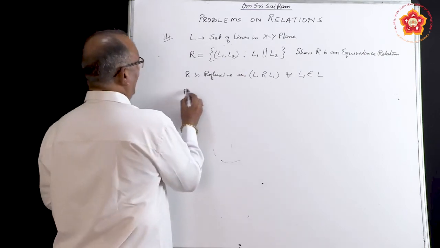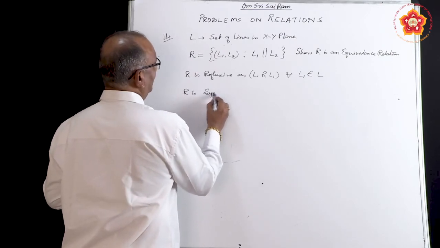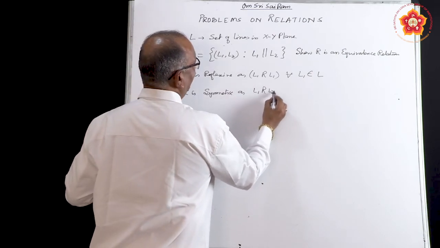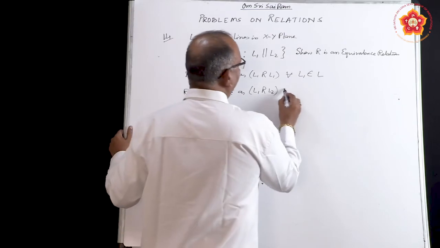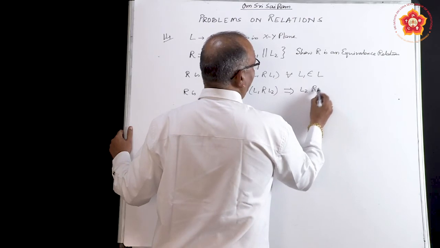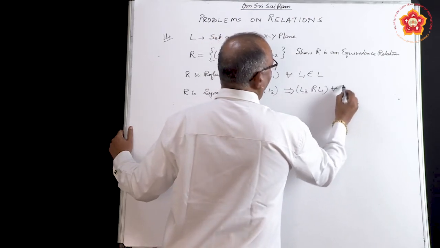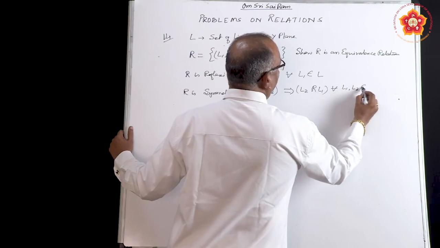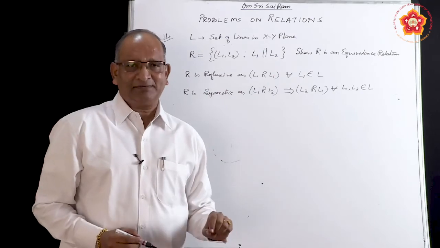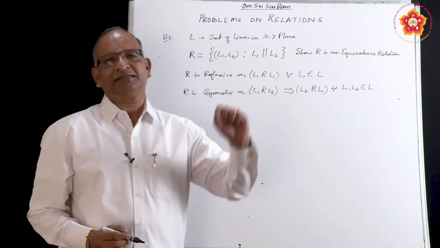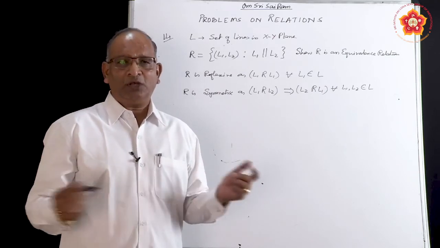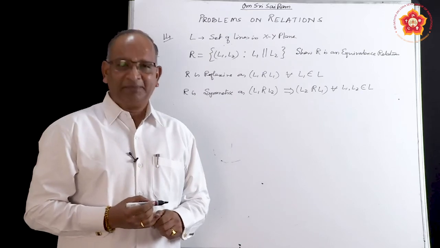Second one, R is symmetric. How do you say it is symmetric? If L1 is parallel to L2, this implies that L2 is parallel to L1, that is, L2 is related to L1 for all L1, L2 belongs to L. If one line is parallel to a second line, we can conclude that the second line is also parallel to the first line. So, this relation is also symmetric.